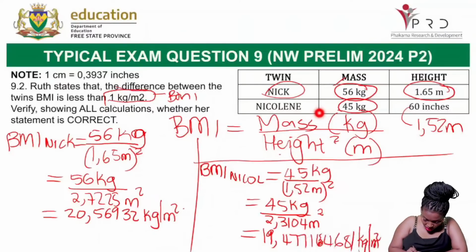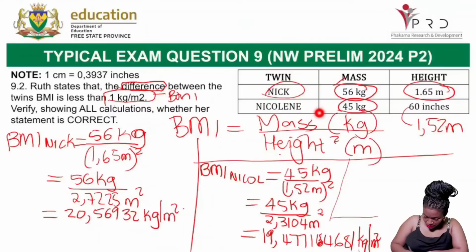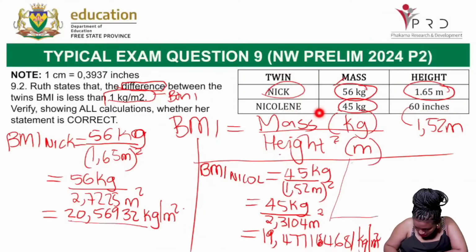The difference between the twins' BMI. What is the meaning of difference? Difference means subtract. So when you subtract, we'll subtract the smaller BMI from the bigger one. So the bigger one is 20.56932 minus this one, minus 19.4771468.